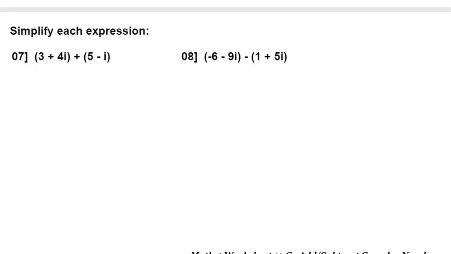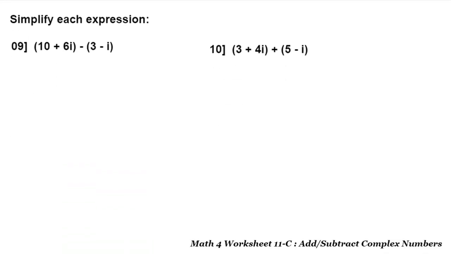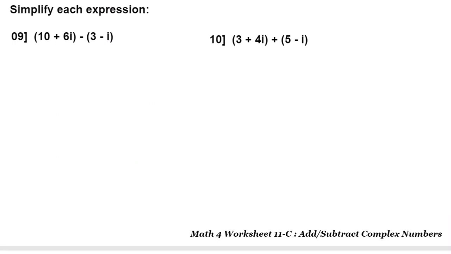All right, like terms together, the 3 and the 5 become 8, the 4i and the negative i become 3i. Negative 6 minus 1 becomes negative 7. Negative 9i minus 5i becomes minus 14i. Ten minus 3 becomes 7. Plus 6i minus negative i, that's like 6i plus i, creates a 7i.